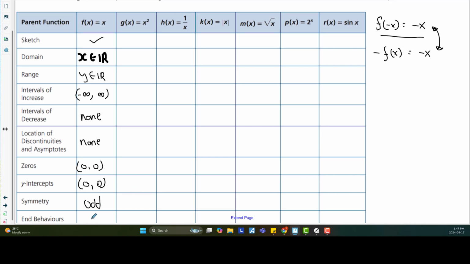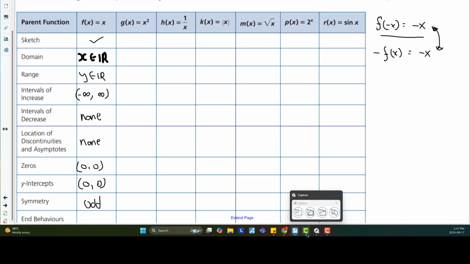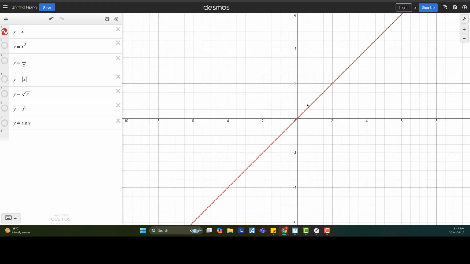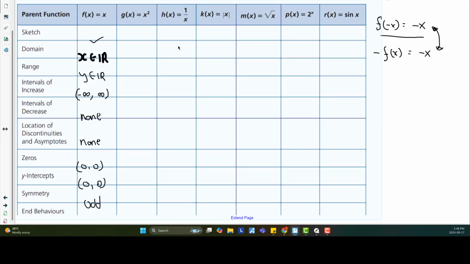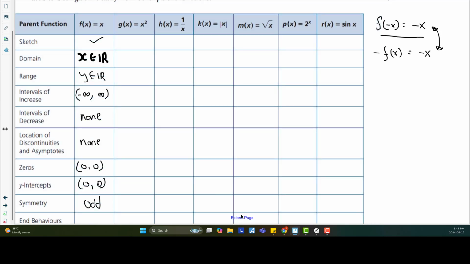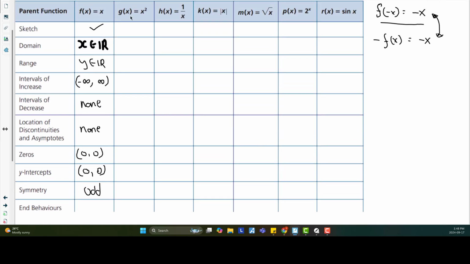End behaviors. So end behaviors are essentially when you have a graph and you have the arrows to signify that it's stretching forever. So every time you see one of those arrows, you have to write an end behavior. Usually they go in the form of x. Let me send this down then. There you go. So usually it's in the form of x going to infinity.